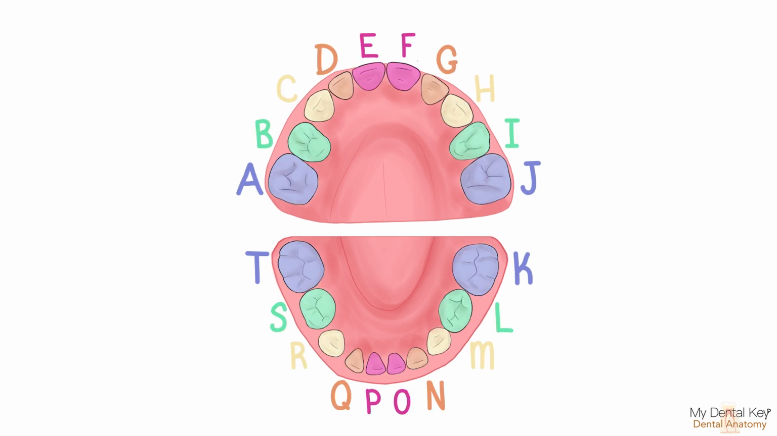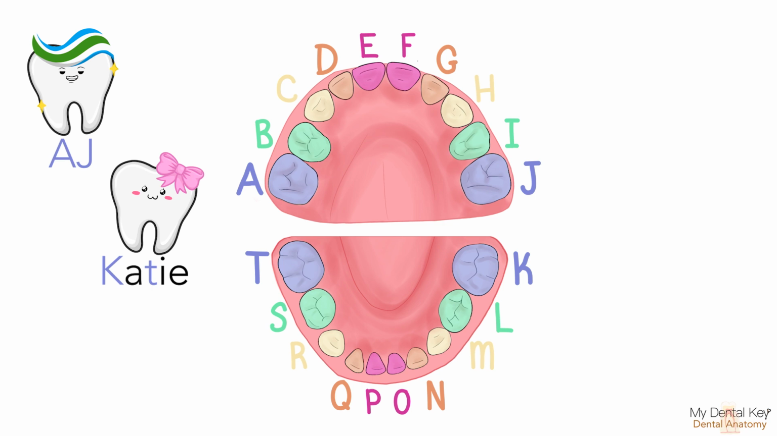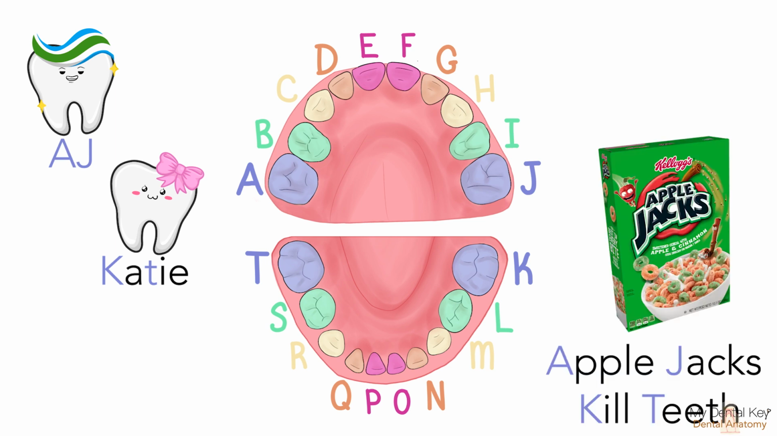A tip to remembering the teeth in the primary dentition is your best friends are AJ and KT: A through J on the maxillary arch and K through T on the mandibular arch. A different helpful tip would be to remember that Apple Jacks kill teeth, which explains AJKT for the different quadrants.